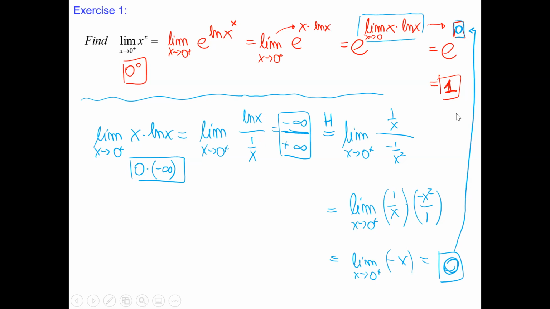Okay, we did everything. Beautiful. Exercise number 2. Limit as x goes to 0 from the right-hand side, 1 plus sine of 4x to the power of cotangent. Interesting. Sine at 0 is 0. 1 plus 0 is 1.